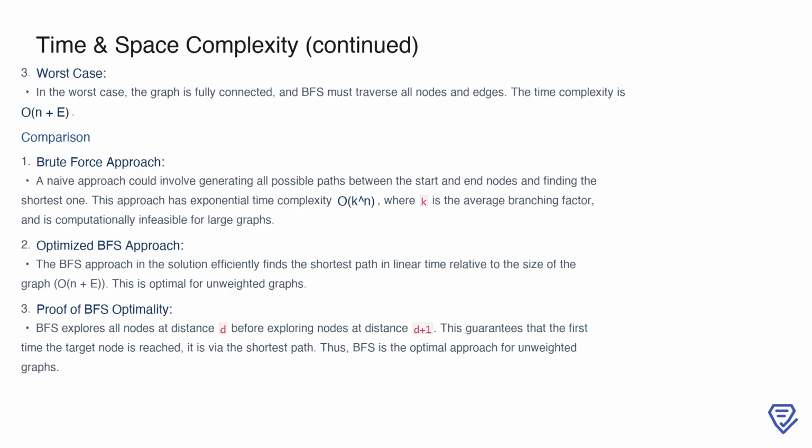Clearly, this is infeasible for large graphs. In contrast, the BFS approach is highly optimized, finding the shortest path in linear time relative to the size of the graph, O(n + e). This is particularly efficient for unweighted graphs. The reason BFS is optimal is that it explores all nodes at a given distance before moving to the next level. This guarantees that when the target node is reached, it is via the shortest path, making BFS the best choice for this type of problem.